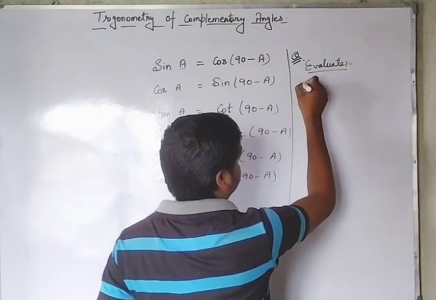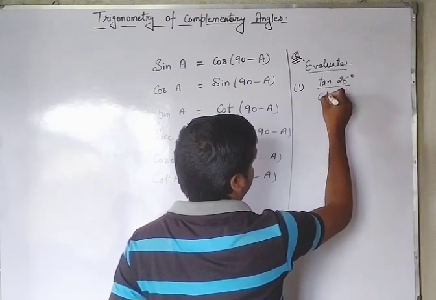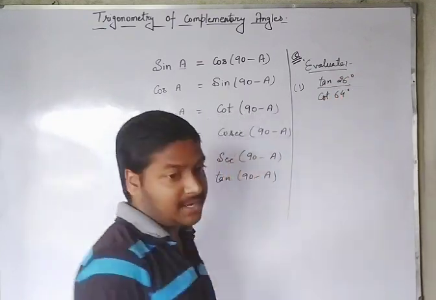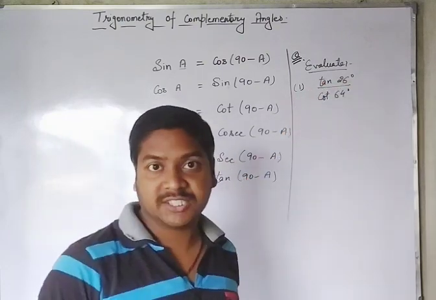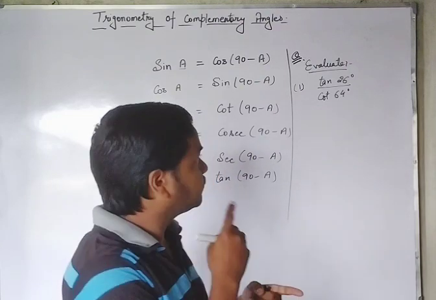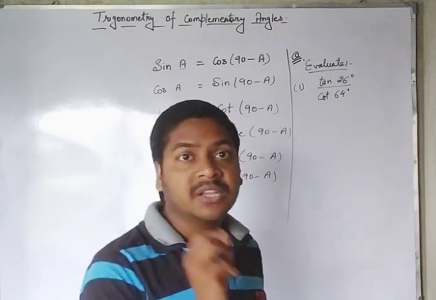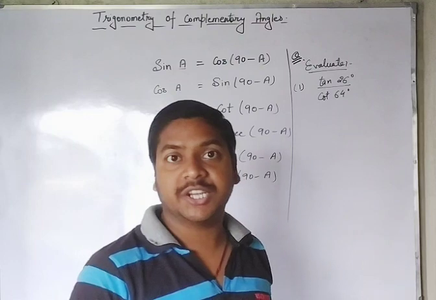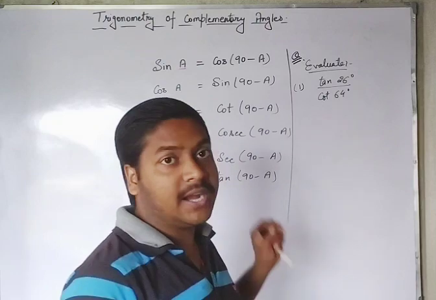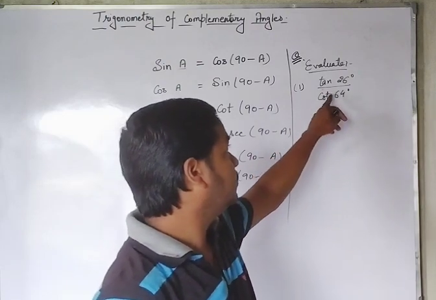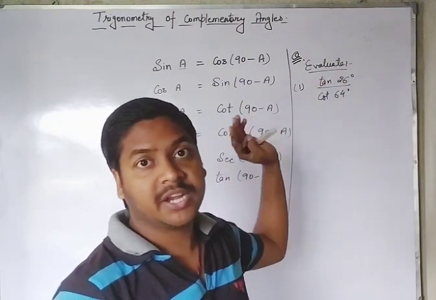Evaluate the first part, tan 26 degrees by cot 64 degrees. Then how will we solve it? We do not know the value of tan 26 degrees. We know tan 0 degrees, tan 30 degrees, tan 45, tan 60, tan 90, but we do not know the value of tan 26 degrees, as it comes in between. So how will we evaluate this type of question? Until we know the values of both these trigonometric ratios for the given angle, we are unable to get the answer.